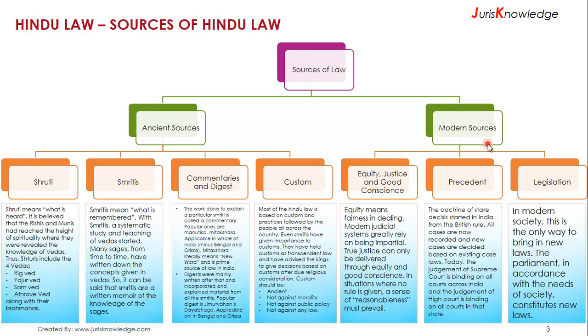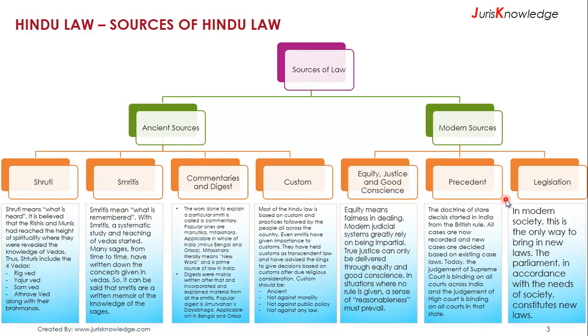Now let's look at the modern sources. Equity, justice, good conscience. Equity means fairness in dealing. Modern judicial systems are greatly relying on being impartial. True justice can be delivered through equity and good conscience. In situations where no rule is given, a sense of reasonableness must prevail, which is what even the courts today follow. And they look at equity, justice, and good conscience in those specific scenarios where the law isn't really very clear. The second source of law is precedent.